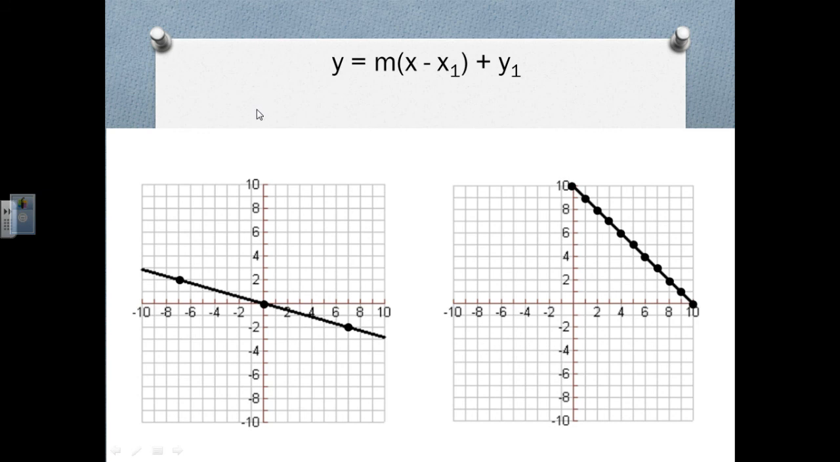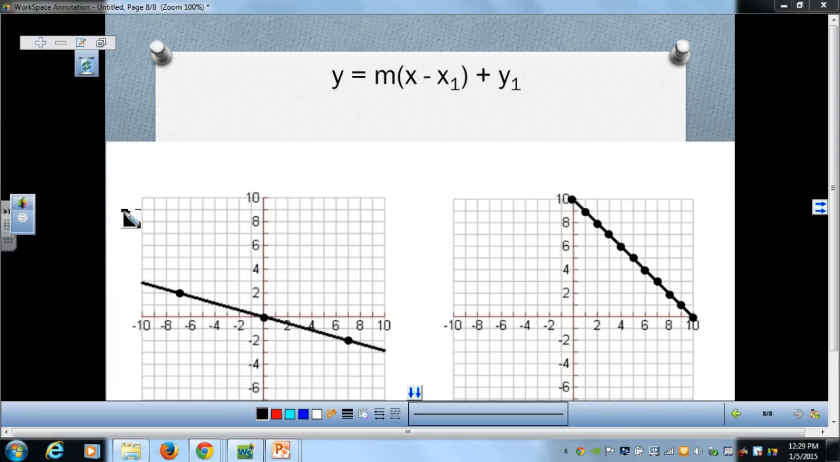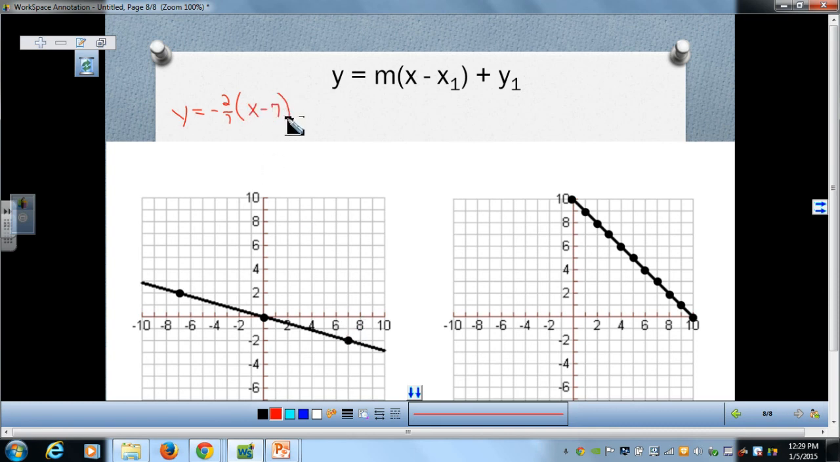And then a couple more examples here. So once again, pause the video and give it a shot, and I'll post the answers right now. For this one, we should have a slope of negative 2 over 7. And then I'm going to use the point here, which is (7, negative 2). So x minus 7, and then plus, excuse me, let me erase that. It should be a minus 2 there. All right, there we go.